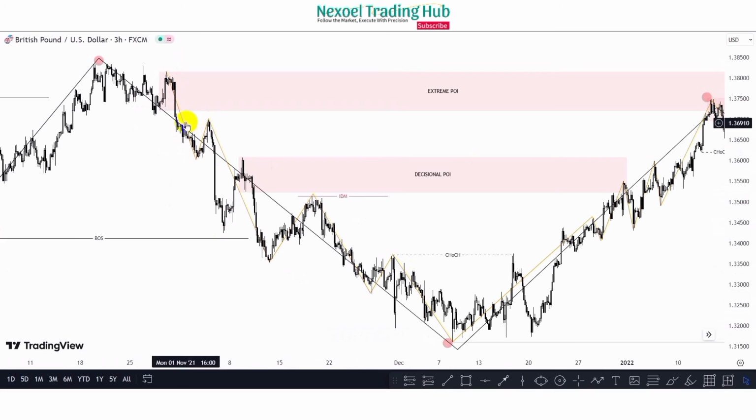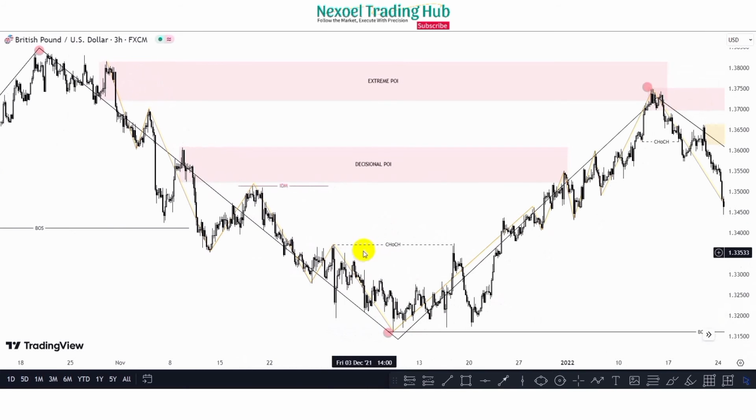Price pushed to the outside, raided the inducement. We have the fall of price. This is the inducement here. Price pushed to the outside, took out the inducement. We have our new lower high points. Price pushed to the downside, took out this lower low points, and then you can see this is the inducement here. Price pulled back, took out the inducement. We have a new higher low point, and then we have price push to the downside.